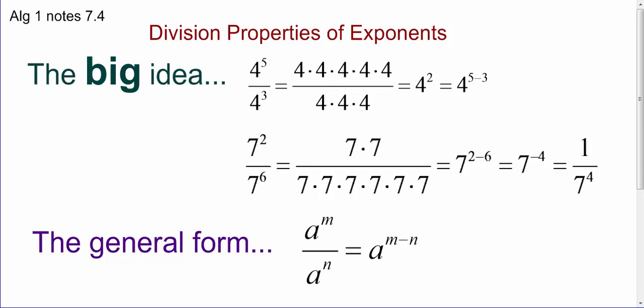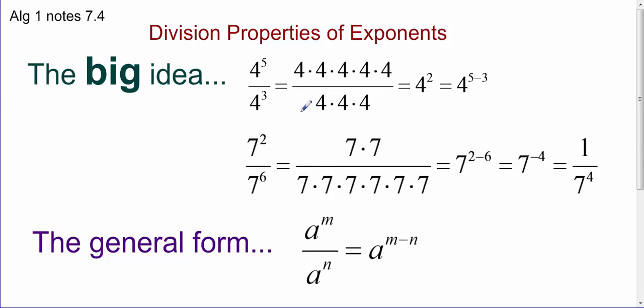Algebra 1 students, welcome to your 7.4 notes. Today we're going to look at division properties of exponents. We've already seen multiplication, we've seen power of a power, all those things were increasing degree, but today it's going down for real as we do a little division and subtraction.